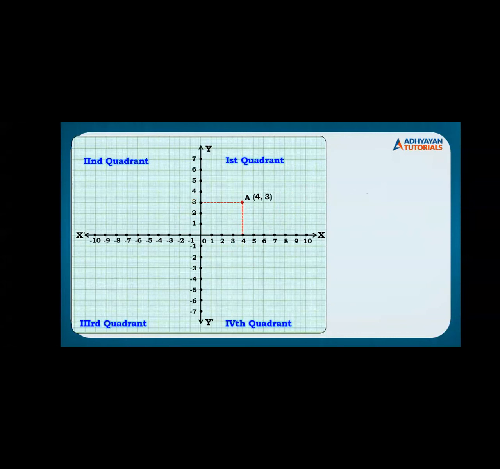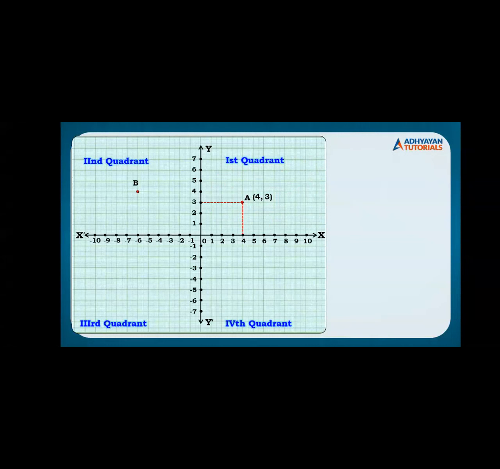One more thing which you might have noted: in the first quadrant, take any point randomly, the signs of its coordinates, x coordinate and y coordinate, will always be positive, positive. They'll always be positive.